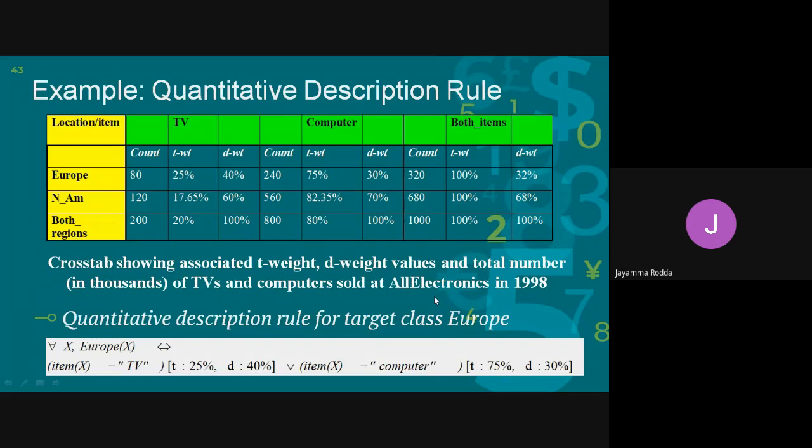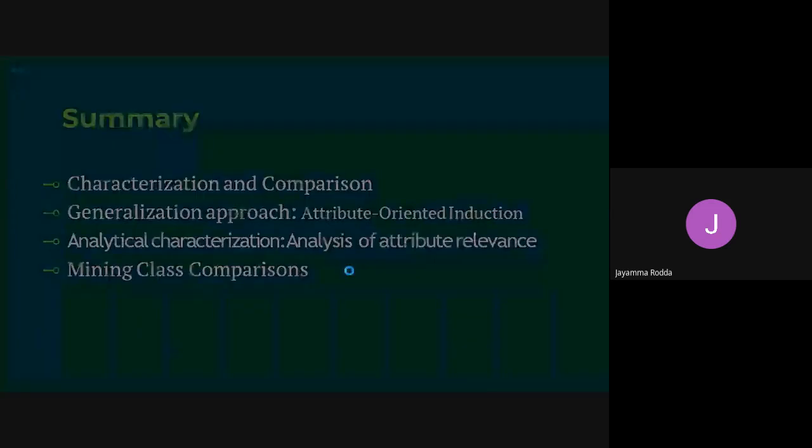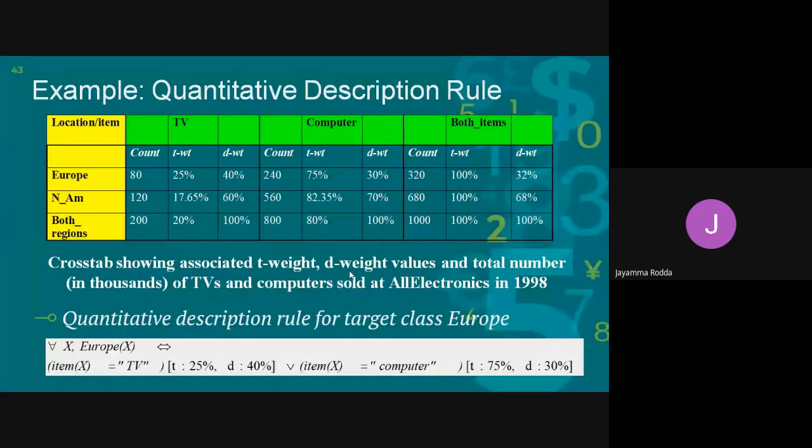So this is the cross tab representation. Remember yesterday in the previous class we discussed the cross tab representation. Multiple measures for the values of an attribute can be represented here. So this is the cross tab showing associated T weight and D weight values and total number of items sold for the all electronics database in the year 1998.